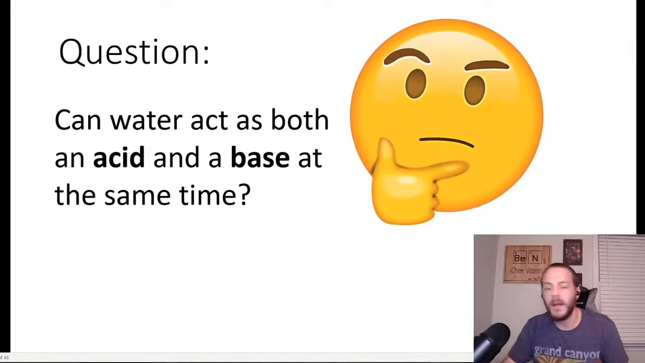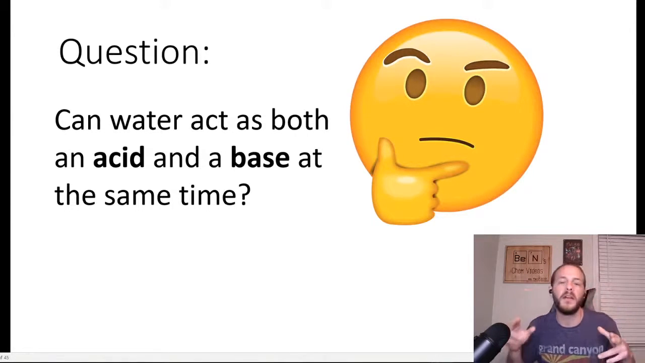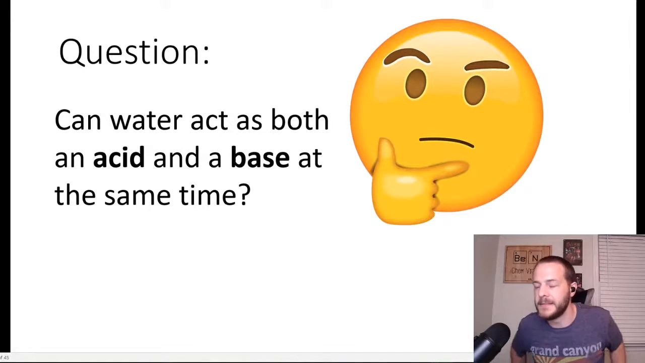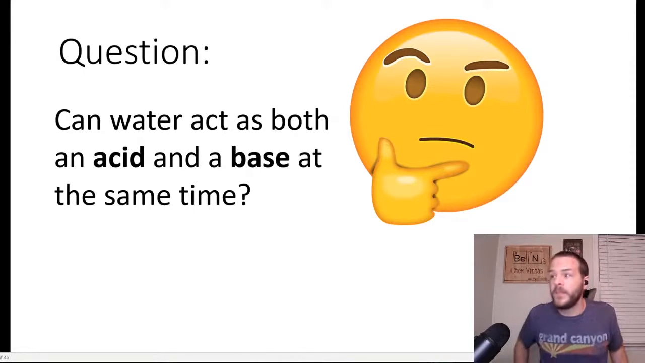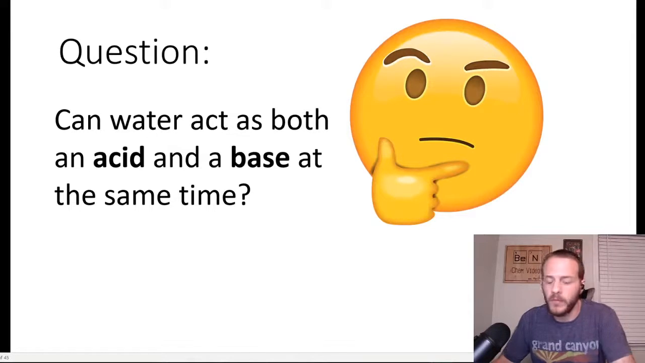So the question on my mind is, can water act as an acid and a base at the same time? In other words, if you have a glass of water, can one water molecule react with another water molecule? In other words, can one water molecule donate a proton to another water molecule to result in hydronium ion and hydroxide ion? So what do you guys think? Can water act as an acid and a base at the same time? Not a rhetorical question. I really want somebody to answer it, but I'm not going to wait super long for anybody to answer it.